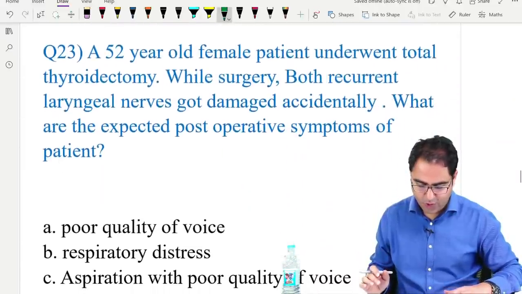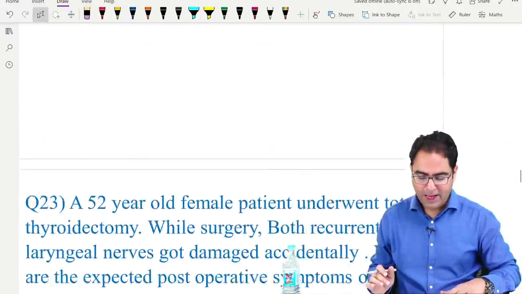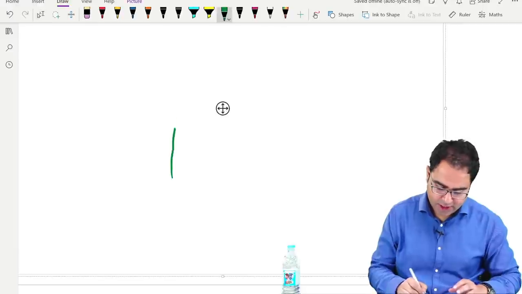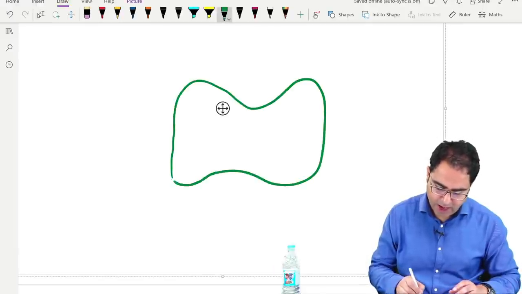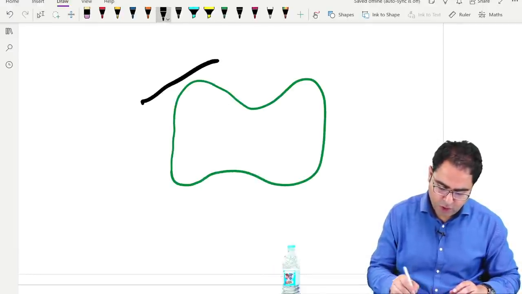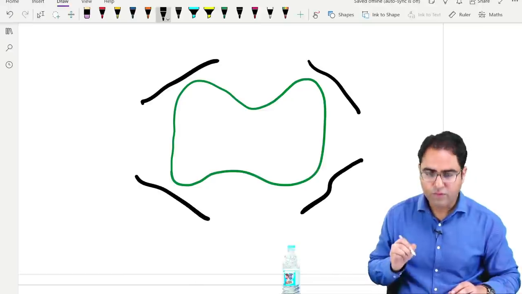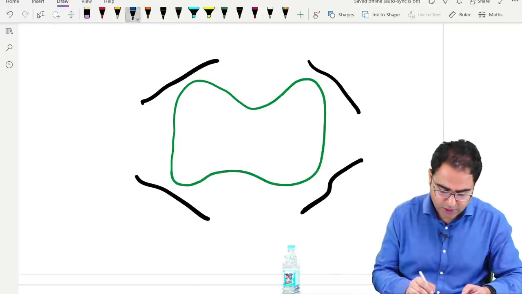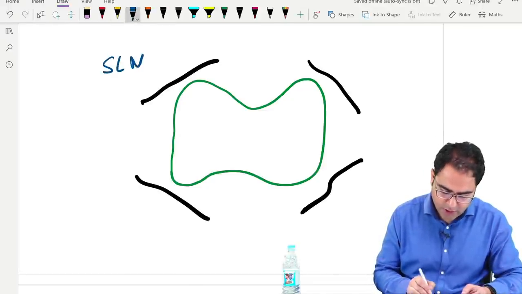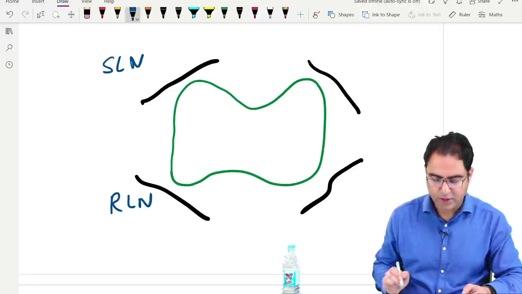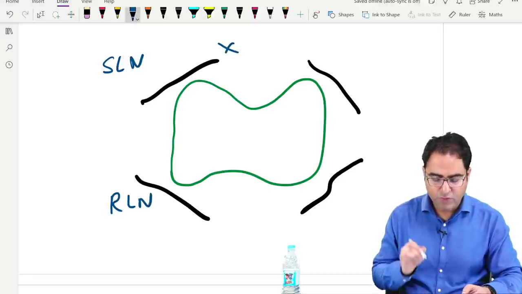Okay. Now, let me take you further, beta. I hope you remember this anatomy, bache, that this is my thyroid gland. Very close to the upper pole, I have got two nerves. Very close to the lower pole, I've got two more nerves, beta. Upper pole, we have the superior laryngeal nerve. Lower pole, the recurrent laryngeal nerve, beta. First surgeon cut this one, we discussed that question.